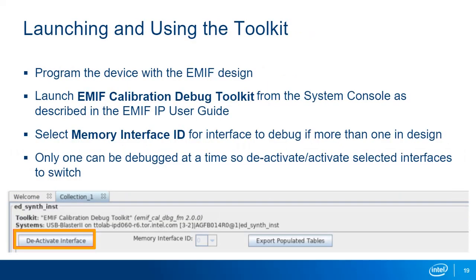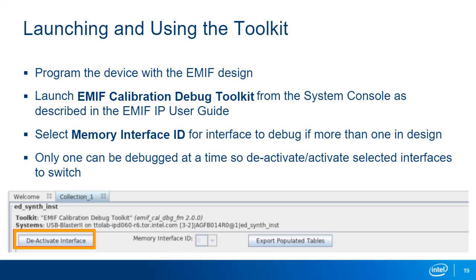Once you've created project assignments and compiled the project, program the device with the design. Start the system console from either Platform Designer or the Intel Quartus Prime software and launch the toolkit. This involves loading the design, selecting the appropriate I/O SSM instance, either the top or bottom row if both are being used, and starting the toolkit itself. The EMIF IP User Guide has all the details.